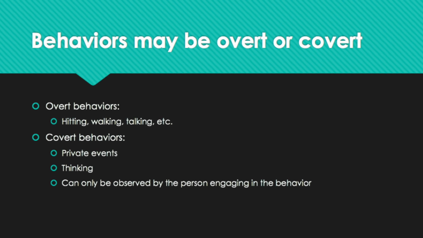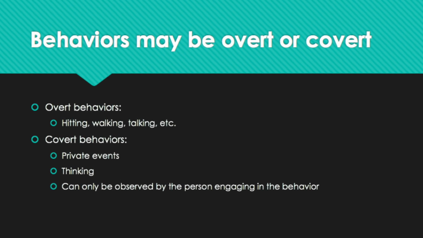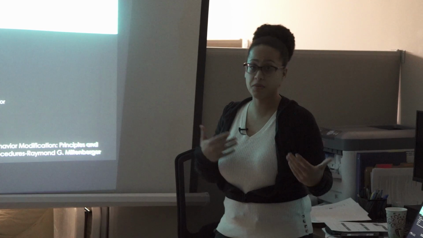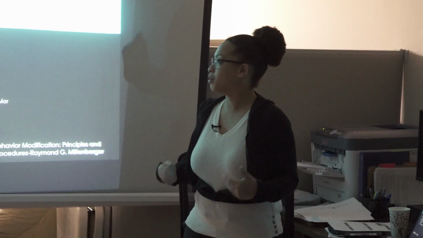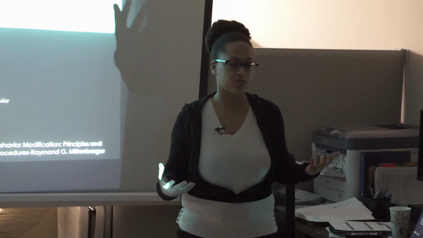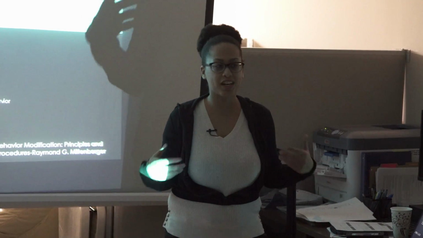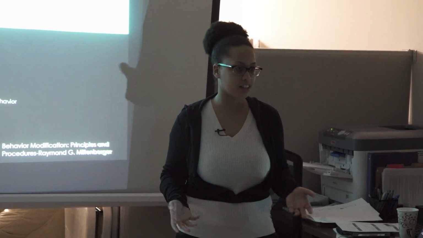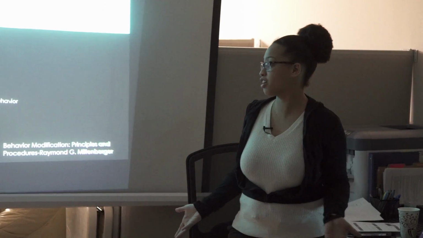So when I say that behavior is overt, I mean that you can see it. If I start hitting somebody, you can see that. Even me just walking, you can see that. Me talking, anything a verb that I can do, you guys can be like, oh, she's doing that right now. I can see what you guys are doing. Even sitting, it's something that you're doing.